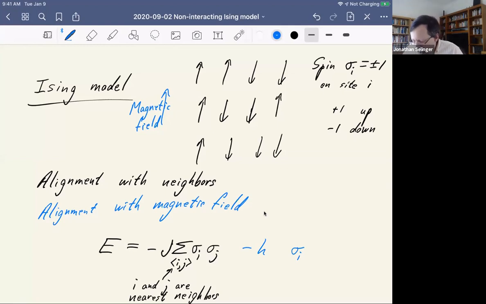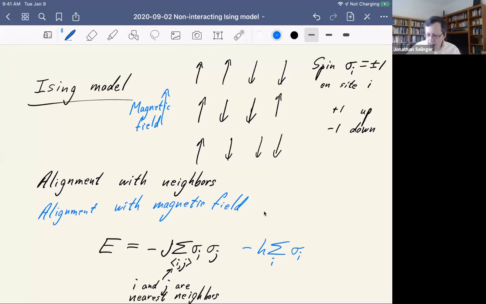Okay, so if H is positive and sigma is positive, that makes a negative energy. Okay, and if H is positive and sigma is negative, it makes a positive energy. Okay. And this has to be summed over every site in the lattice. Okay, so I make a sum over the site index i. All right, so this is the Ising model, okay?